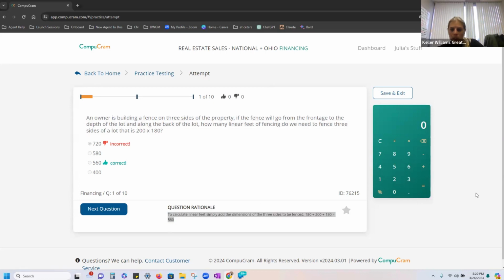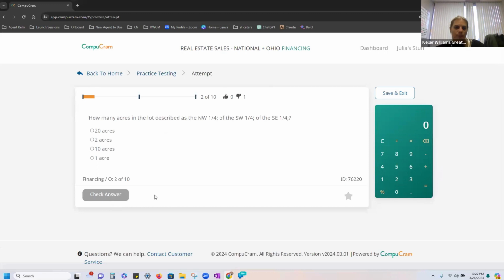All right, good job, guys. Next question. How many acres in the lot described as the northwest 1/4 of the southwest 1/4 of the southeast 1/4?